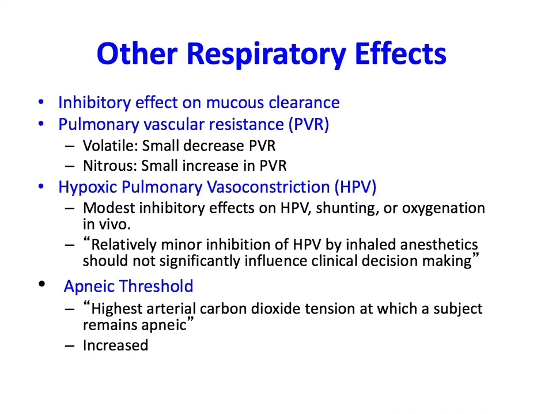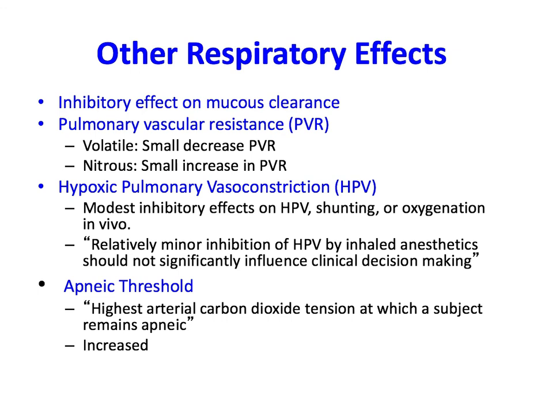Other respiratory effects: the volatile anesthetics inhibit ciliary function and mucus clearance. There's a small decrease in pulmonary vascular resistance. They're vasodilators of the pulmonary vasculature. Nitrous oxide, conversely, causes a small increase in pulmonary vascular resistance.